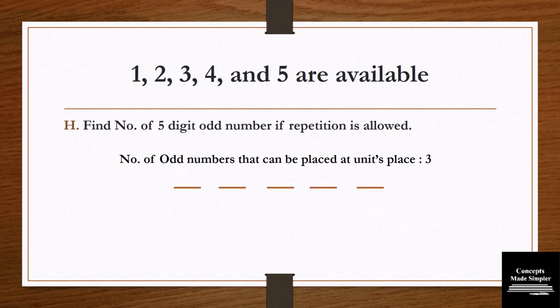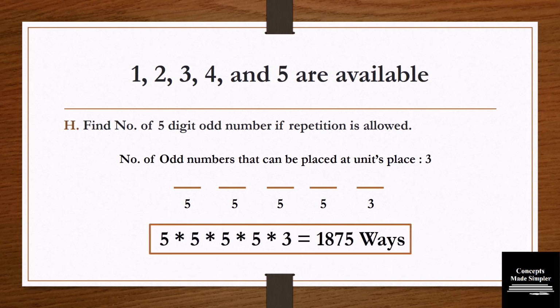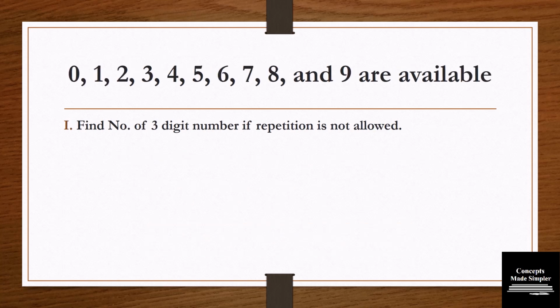So we always go ahead and fill the placeholders which have restrictions. So we'll go ahead and fill the units place first. So the number of ways in which the units place can be filled is 3. Now, since repetition is allowed, we are still left with all the 5 numbers. So all the remaining placeholders can be filled with all the 5 numbers in 5 ways each. So 5, 5, 5 and 5. So the solution to this problem is 5 into 5 into 5 into 5 into 5 into 3, which is 1875 ways.